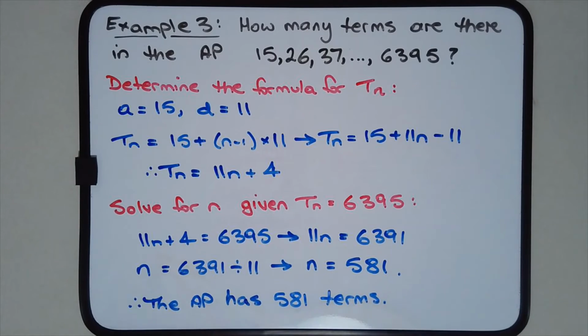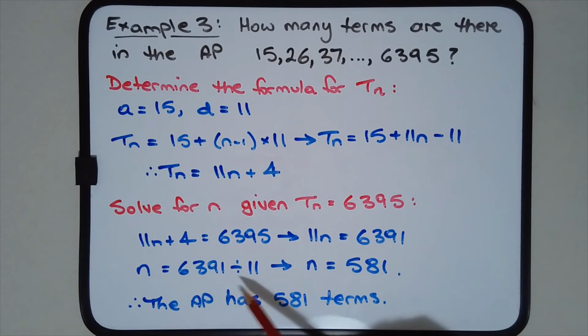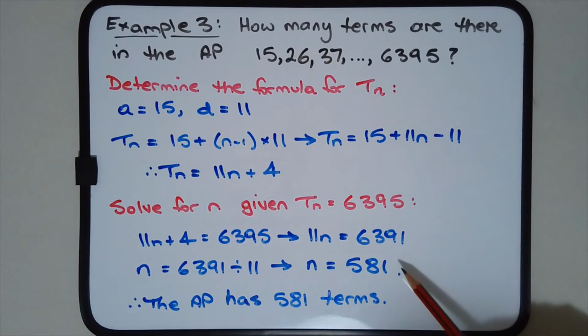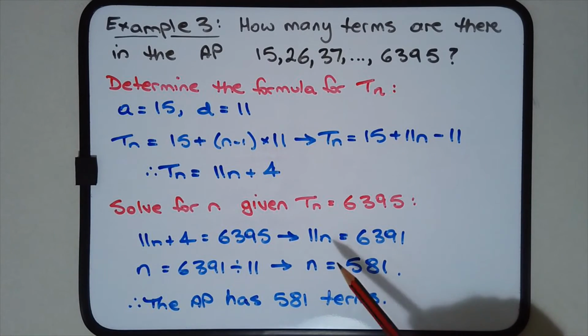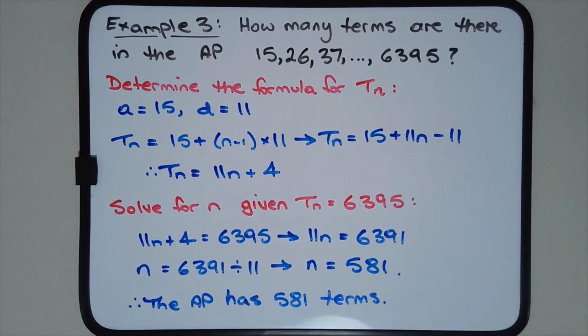And of course, we're going to make n the subject of the formula. So subtracting 4 from both sides, we have 11n equals 6,391. Next, we're going to divide both sides by 11 to make n the subject of the formula. So n equals 6,391 divided by 11, and we have n equals 581. So interpreting this result, what this means is that this particular AP has 581 terms.